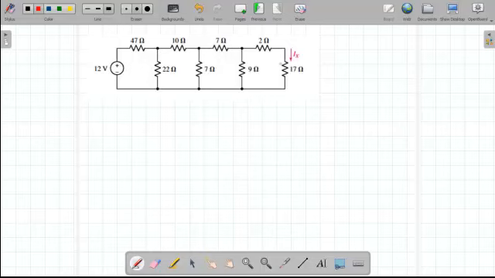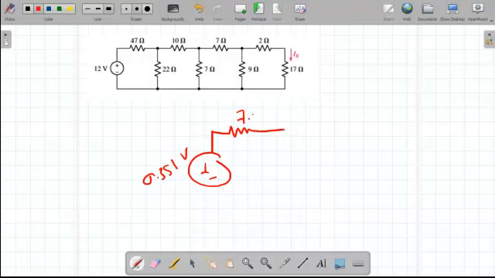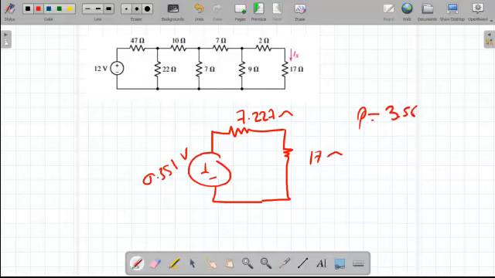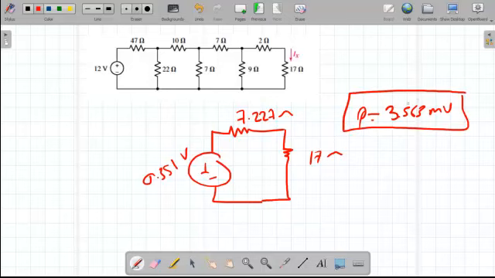So I will give you the final circuit, and you have to work on it. I will end up with just a voltage source 0.351 volt and a resistor 7.227 ohm, and with a resistor 17 ohm. So it's clear that Ix will be just this voltage over the total resistor. So the power in the 17 ohm will equal 3.563 milliwatt. So this is the power dissipated in the 17 ohm resistor.